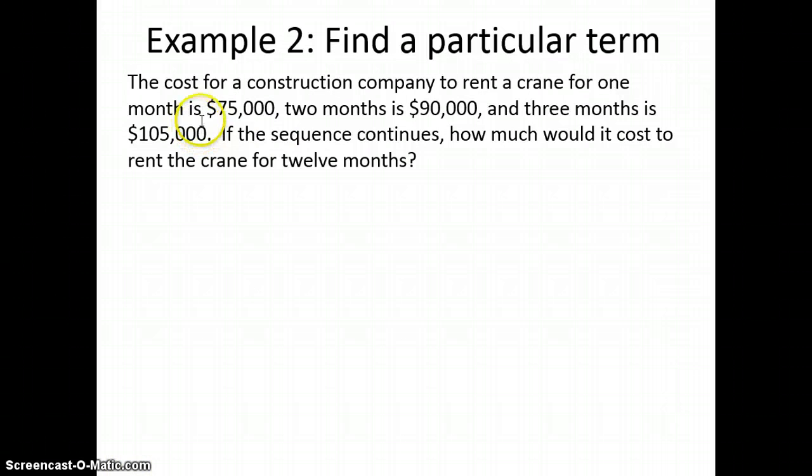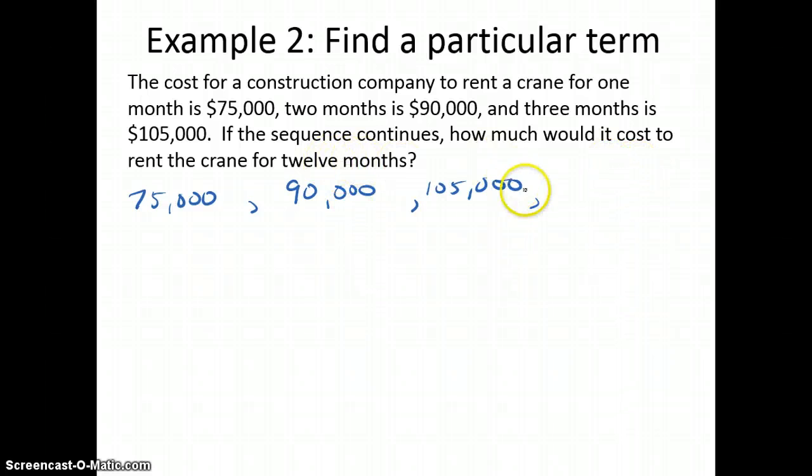A few things are key here. 1 month is $75,000 for rental. 2 months is $90,000. 3 months is $105,000. So if we really wanted to, we could write these out in a sequence, and if we continue the sequence and find position 12, we could very easily find that number.